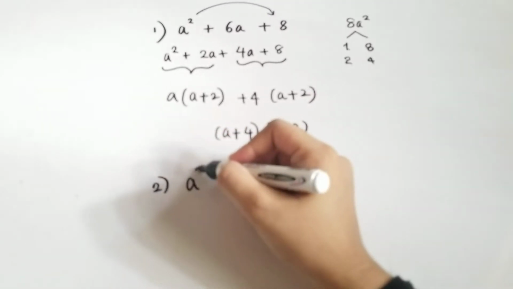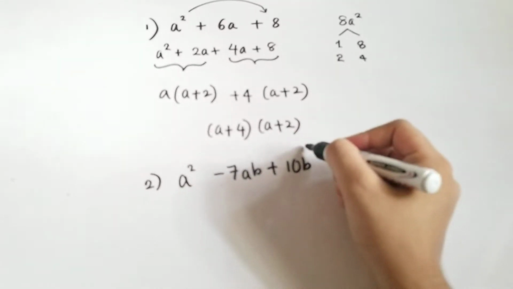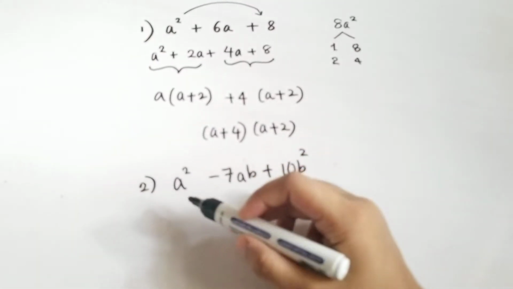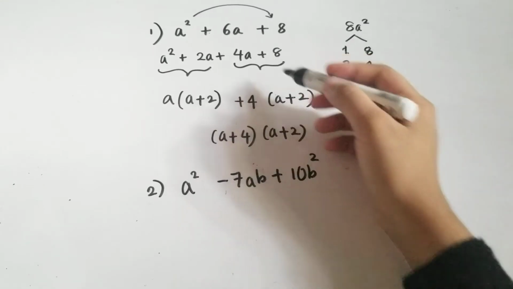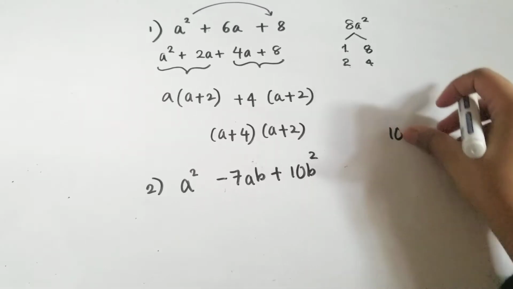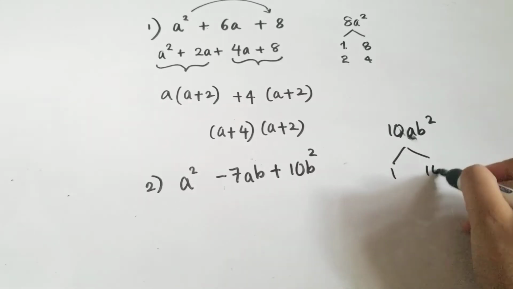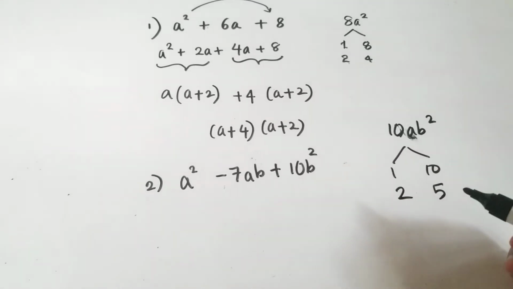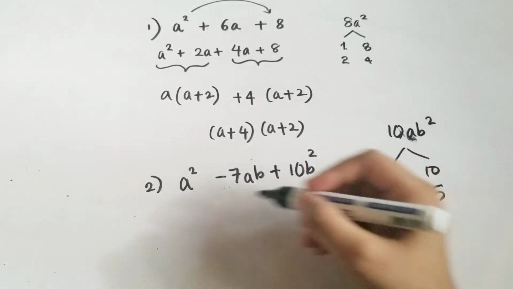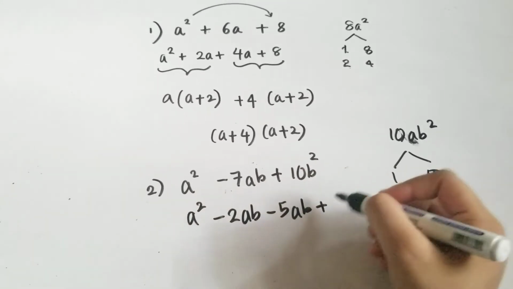Second question: a squared minus 7ab plus 10b squared. Now you can see a negative is there. This is not difficult actually, because as we did the first one, we multiply the first term and the last term, so you get 10a squared b squared. Now you have to get the factors. The factors of 10 are 1 and 10, 2 and 5, 5 and 2, 10 and 1. The suitable factors to get negative 7: if you make both of these negative, you can get negative 7. So a squared minus 2ab minus 5ab plus 10b squared.